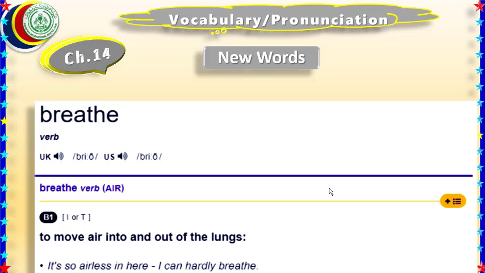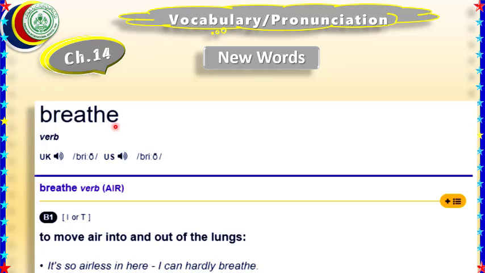Dear students, here there is a word in front of you. This is breathe, B-R-E-A-T-H-E, breathe. This is used as a verb, and it means to move air into and out of the lungs of our body. As it is shown here on the screen, this is a verb and there is E at the end of this word. It will be pronounced as breathe.